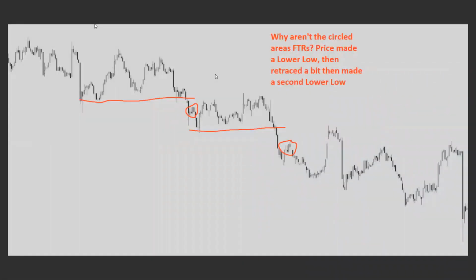Why aren't the circled areas FTRs? Okay, this is the Ethereum Bitcoin chart from the last webinar. Price made a lower low, then retraced a bit, then made a second lower low. Okay, this is a good point, and there are a few different parts to this answer. The first thing to say is that yes, those areas you've circled are technically FTRs.